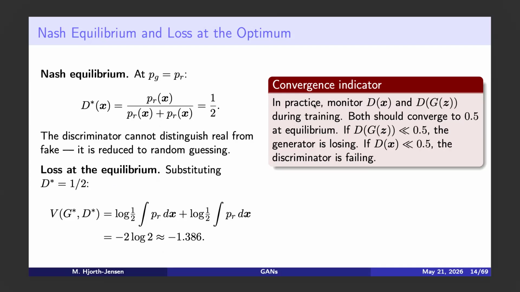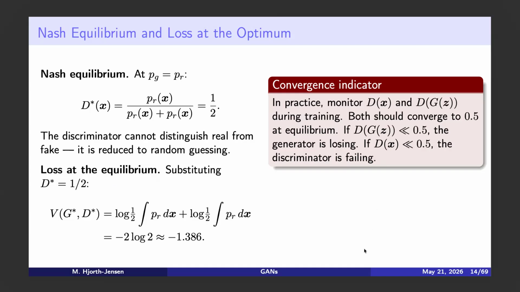In practice, what you will see also is that we monitor D of x and D of G of x during training, and both should converge to 0.5 at equilibrium. If this is much, much smaller than 0.5, the generator is losing. If D of x is much, much smaller than 0.5, then the discriminator is failing. It's a very intuitive thing to do: you can just pit two neural networks against each other.